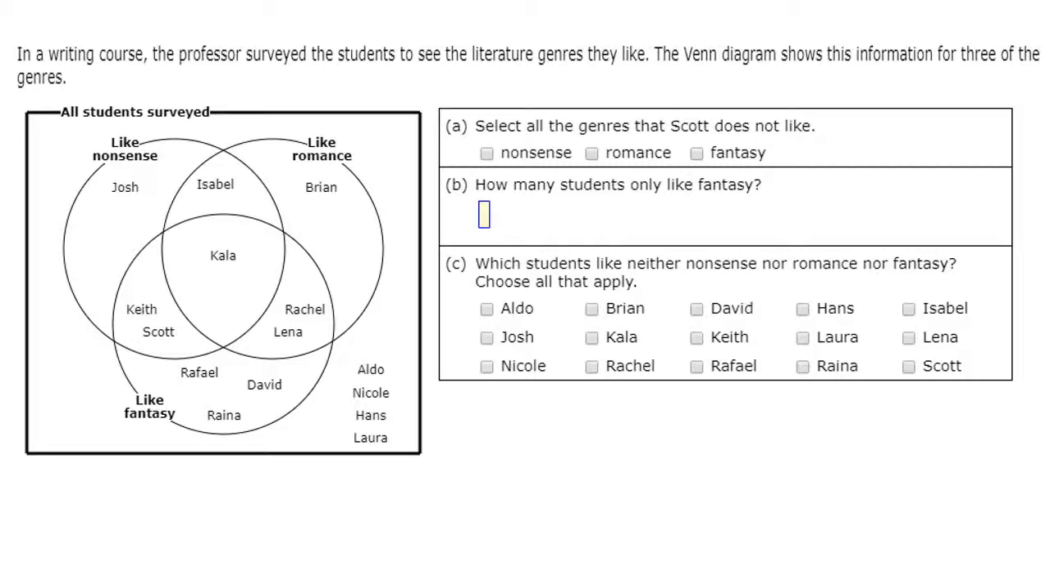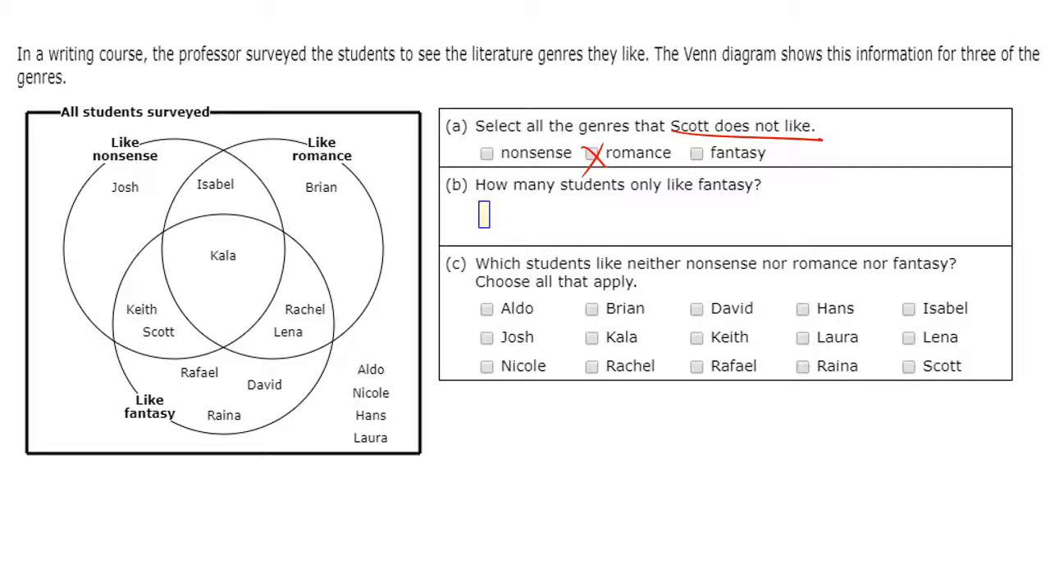Now in this Venn diagram, we have 3 sets. We're looking at the genres of literature certain people like. Some like nonsense, some like romance, and some like fantasy. Question A asks, select the genres that Scott does not like. Now, if we locate Scott, Scott is right here. Notice he falls within the circle of liking fantasy and within the circle of liking nonsense. The only circle that he's not included in is the romance circle. So that is the genre that he does not like.